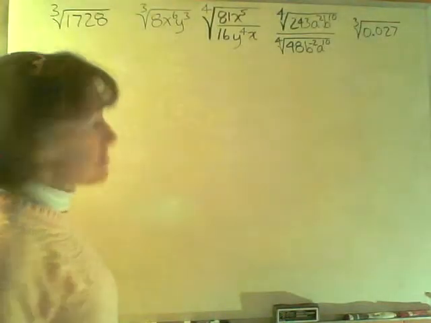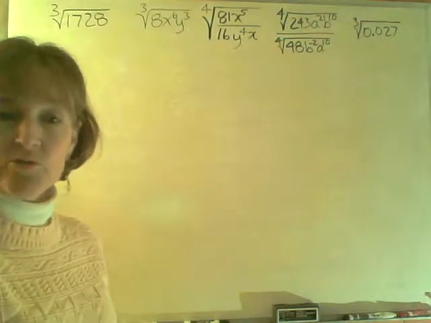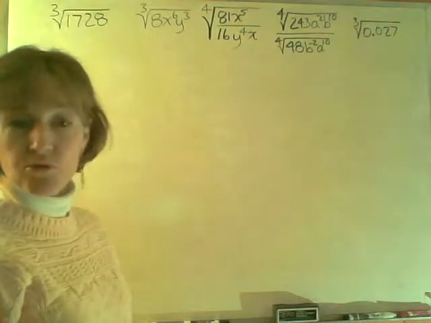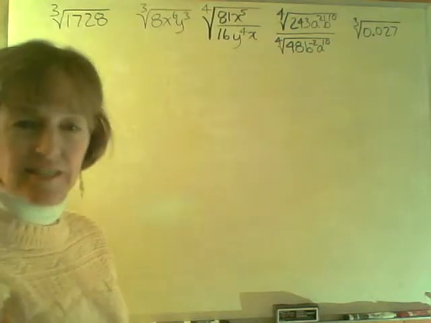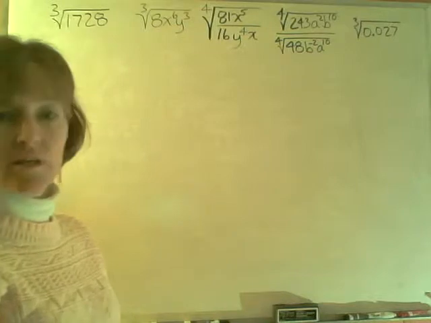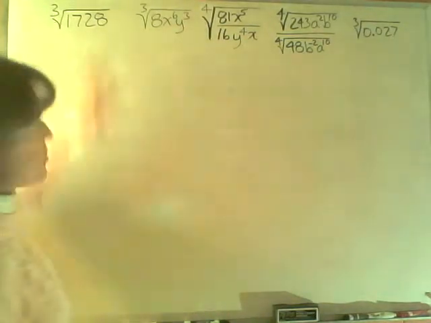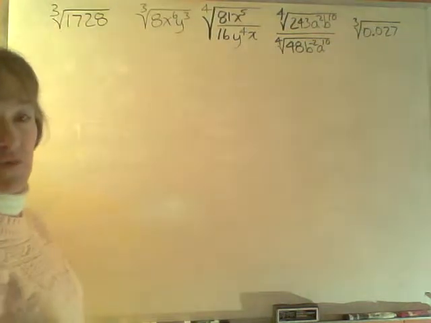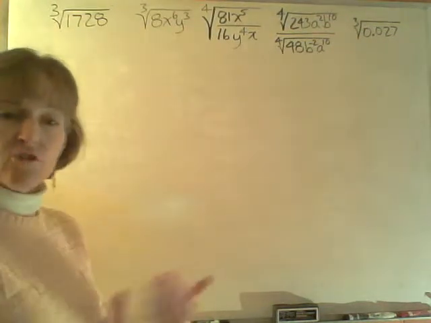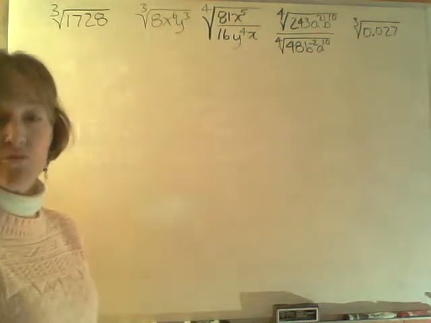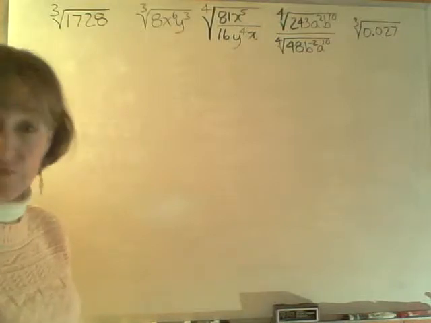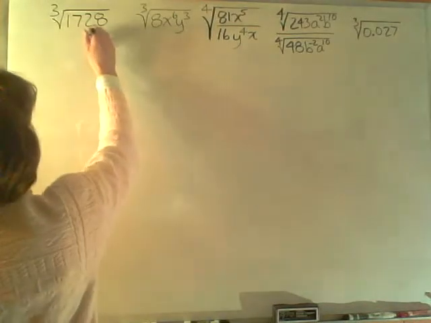Alright, this is going to be similar to our discussion on square roots, but this is going to involve cube roots, fourth roots, and it applies to any root you want to take of any number or expression. So let's start with the cube root of 1728. Now if I don't automatically know the cube root of 1728, I can do a factor tree, just like I did with the square roots.